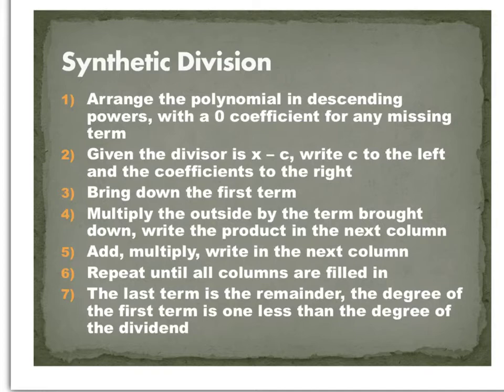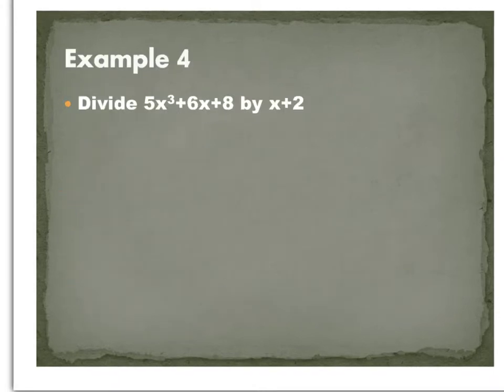Then we're going to be given the divisor x minus c. We're going to just write c to the left of the coefficients and the coefficients to the right of the constant. If I have x plus c, I'm going to write minus c to the left of those coefficients. I'll show you what I mean in just a moment. I'm going to follow these steps, and if I were you, I'd write these down and then just watch me as I do the next example.